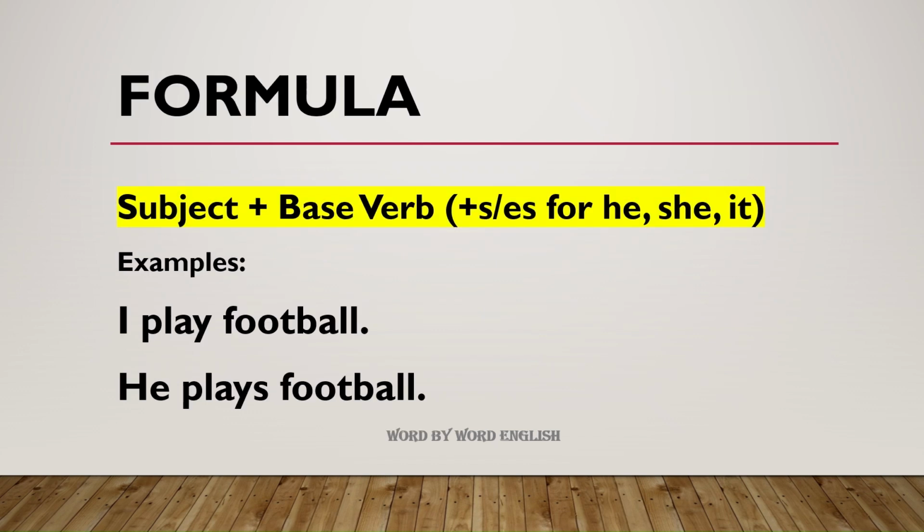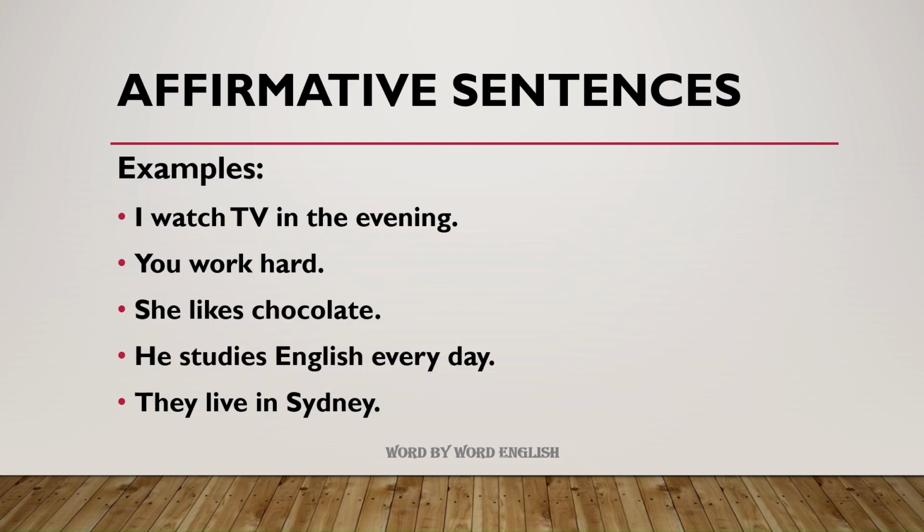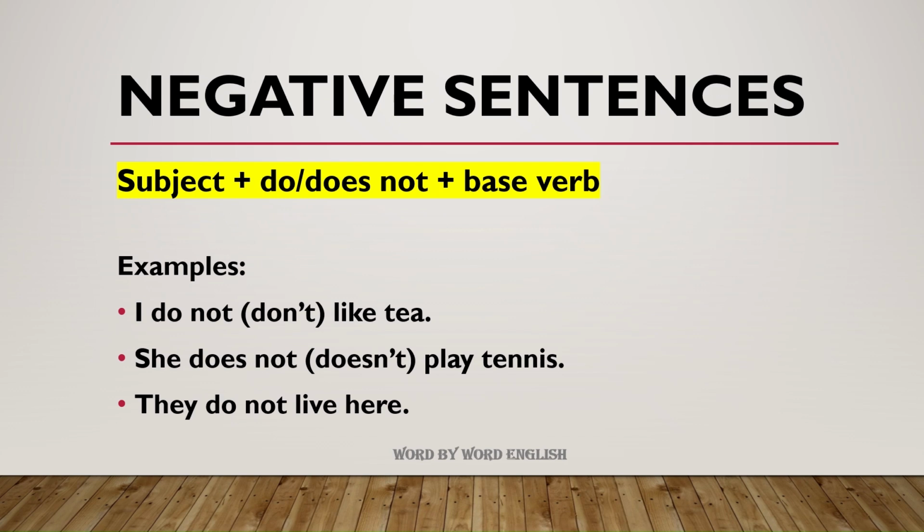Formula. Subject plus base verb plus s or es for he, she, and it. Examples. I play football. He plays football. Affirmative sentences. Another example. I watch TV in the evenings. You work hard. She likes chocolate. He studies English every day. They live in Sydney.